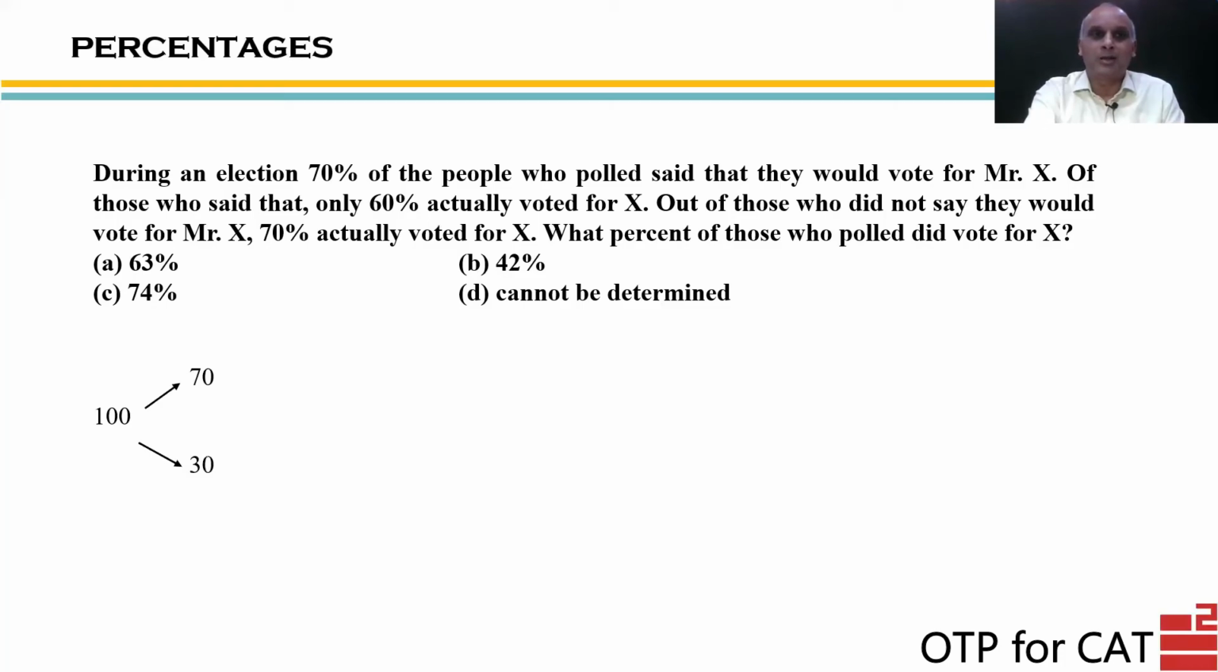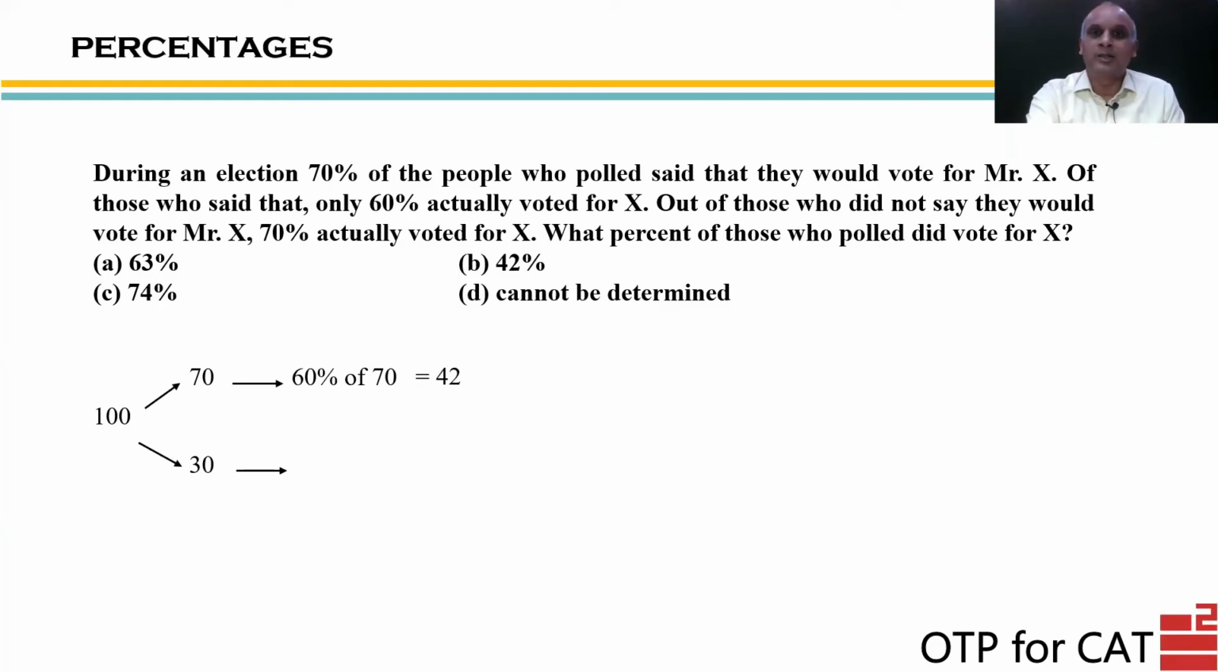The next sentence is, of those who said that, meaning of these 70 people, 60% actually voted for X. It doesn't mean 60 people voted for X. It means 60% of 70. So 60% of 70 comes out to 42. That means 42 people who said they would vote for X, in fact, actually voted for X.